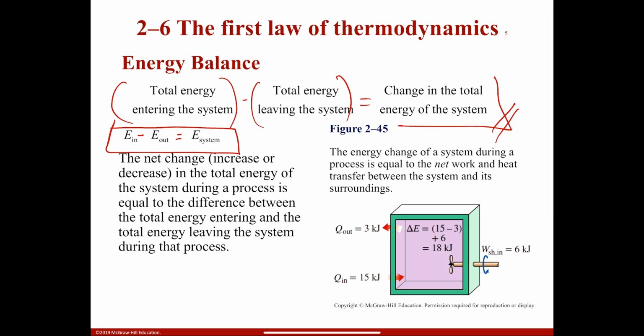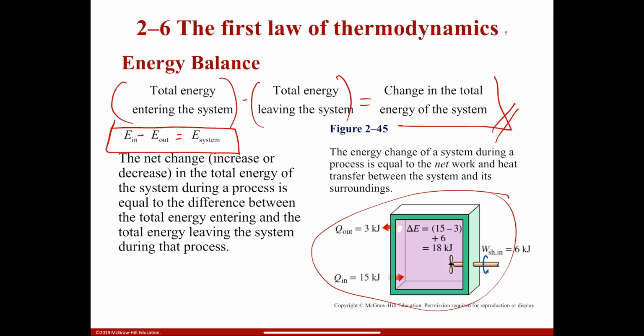And if we read this statement, the net change, increase or decrease, in the total energy of the system during a process is equal to the difference between the total energy entering and the total energy leaving the system during the process. Okay, so we have a very good example right here.